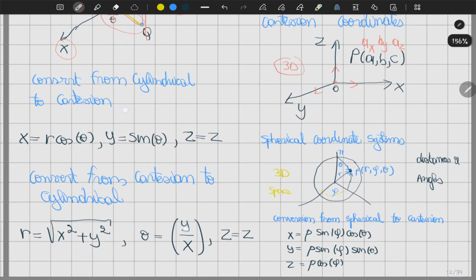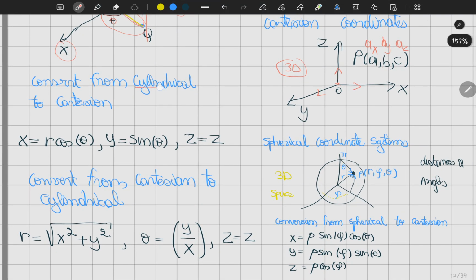Now, let's see the conversion. Convert from cylindrical to Cartesian. Okay, we're going to convert from cylindrical to Cartesian. So x is equal to the radius cos theta, y equal to r sine theta. This is like the conversion that you can get. So for you to get the value of x and y, and z equal to z, this is the conversion from cylindrical to Cartesian. Okay.